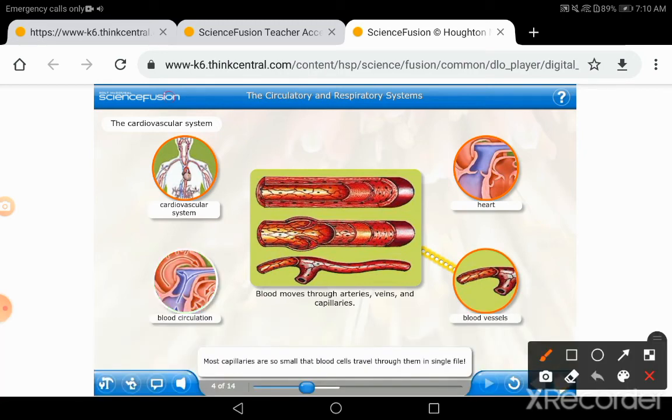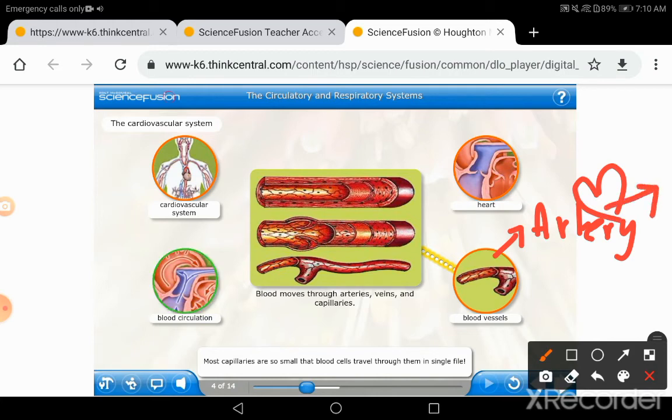Okay, now blood vessels are three types. We said the artery or the arteries, and they carry the blood. We will draw this image. They carry the blood away from the heart because they carry oxygen and nutrients. This is the direction of the flow of the blood from the heart to the body organs, so it gives the body cells oxygen and nutrients.